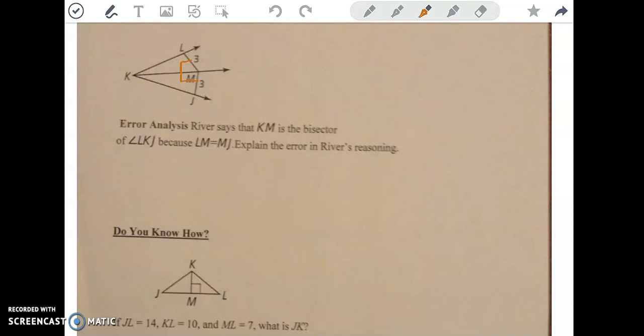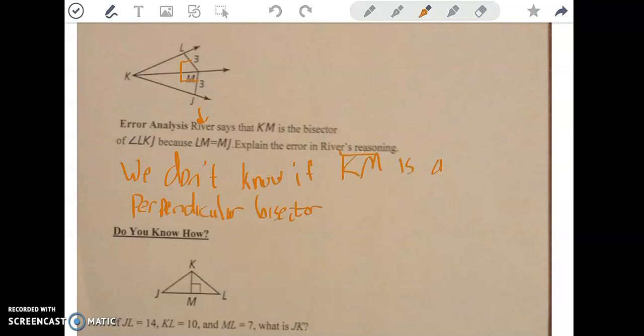Okay? We know that they are equidistant, but we don't know that they're a perpendicular bisector. If they're a perpendicular bisector, then yes, we can go ahead and say that River's explanation is correct. Okay, but his error in reasoning is we don't know that KM is a perpendicular bisector. That's the reason we cannot say that River's statement is true.